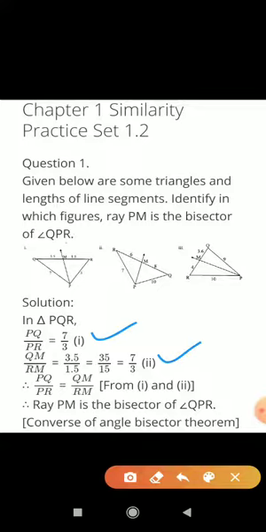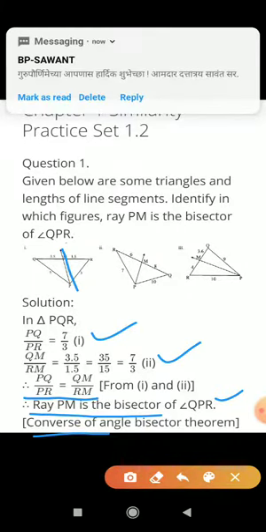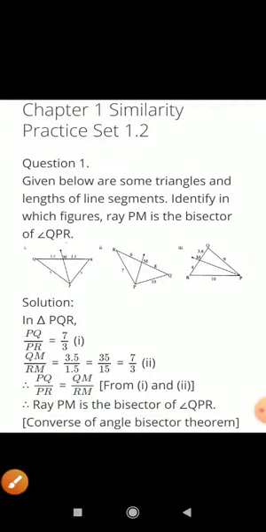So we can say therefore PQ upon PR is equal to QM upon RM, and if the ratios are equal, then we can say this ray PM is the angle bisector of angle QPR according to the converse of the angle bisector theorem. So therefore ray PM is the bisector of angle QPR, and the reason is the converse of the angle bisector theorem. Okay, then see the second diagram.